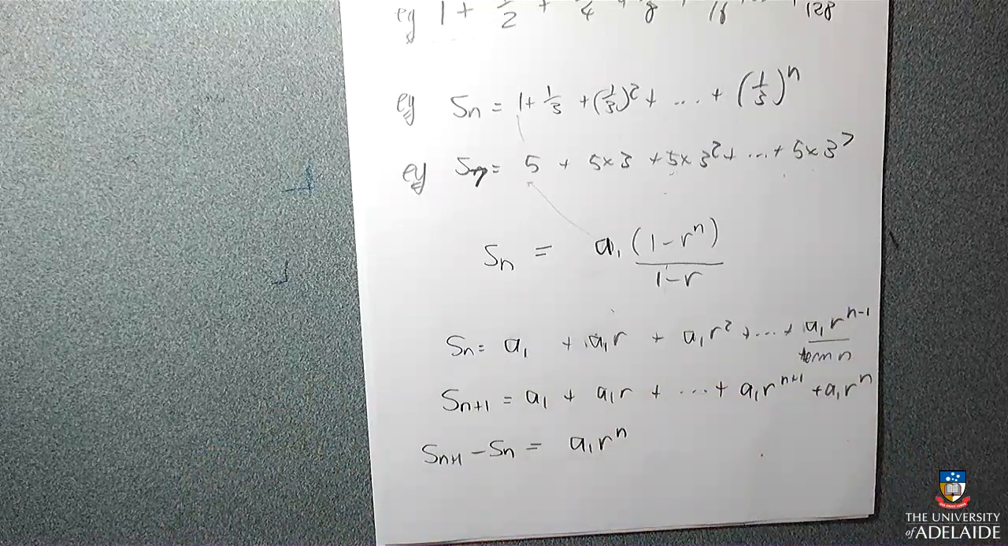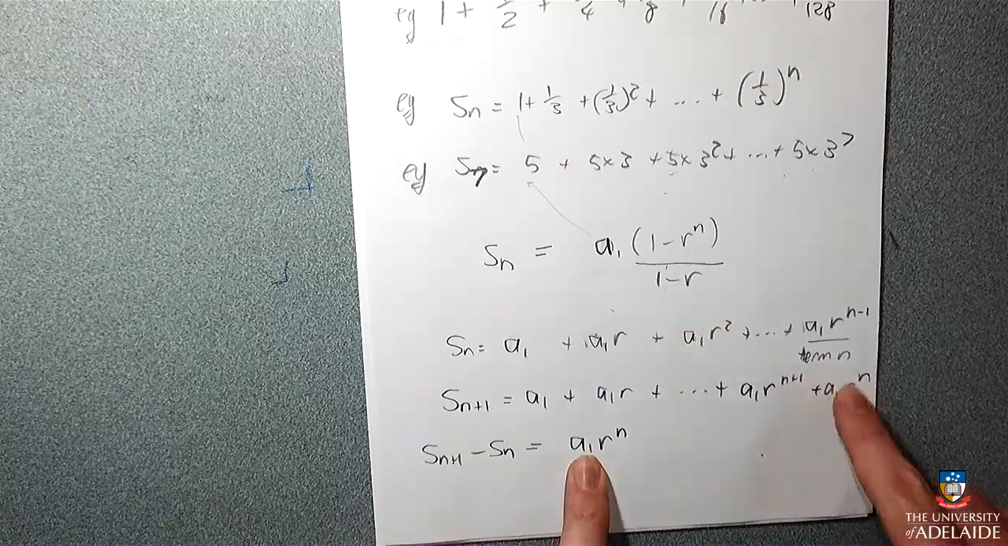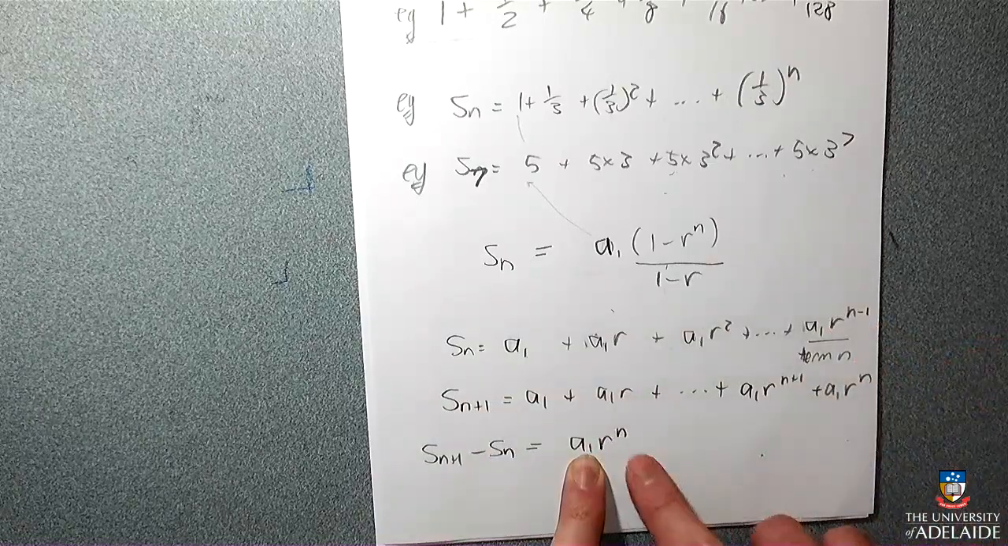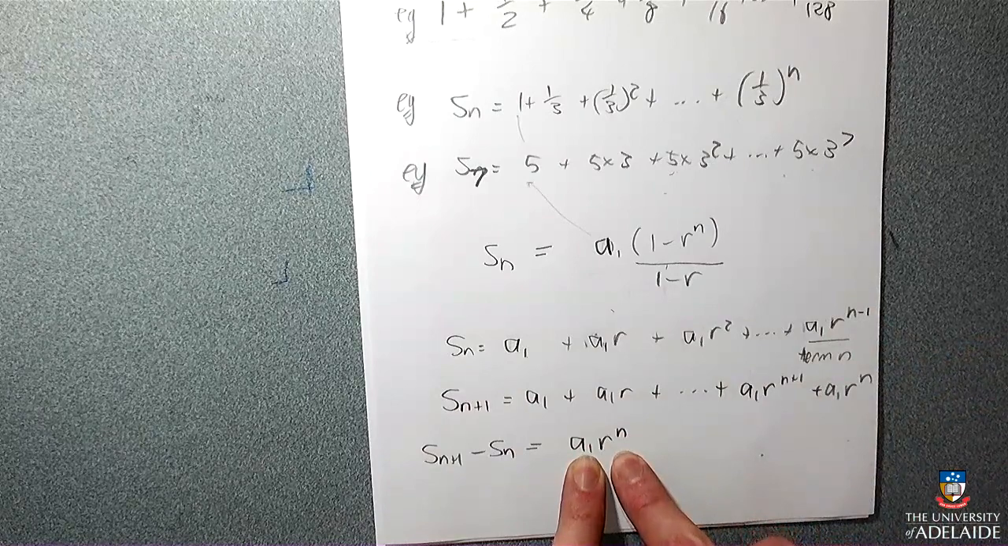Am I doing a bad job here? Yes, because I'm not sure. I'm just making this up as I go along and trying to remember it. So that's definitely true. The extra bit to get to the next one after the one I'm up to is a times r to the n.